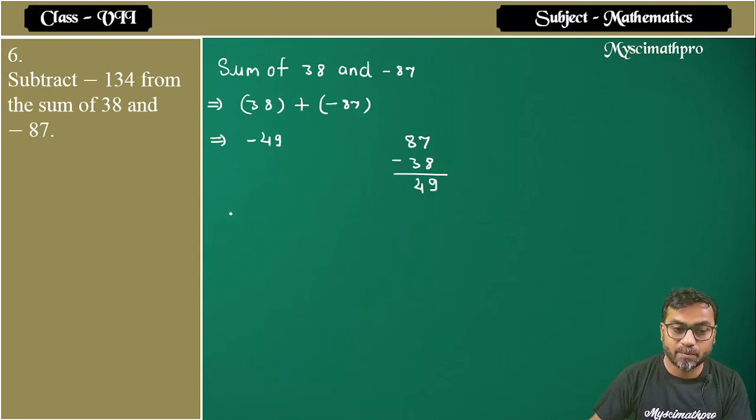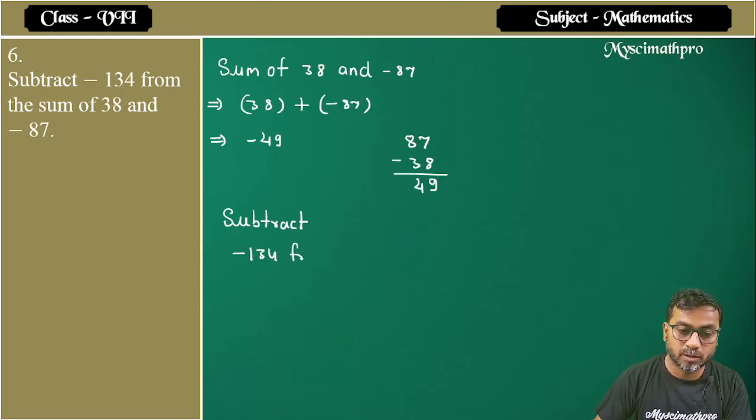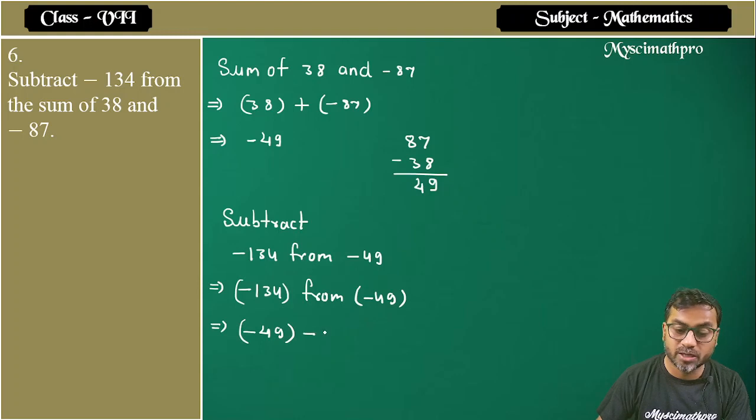Now in the second part, we have to subtract. So what we have to subtract? We have to subtract minus 134 from minus 49, which is the sum of 38 and minus 87. So according to method, we write minus 134 in bracket from minus 49. And according to method, first we write minus 49, put the minus sign because we are subtracting, my dear student, and then we write minus 134.